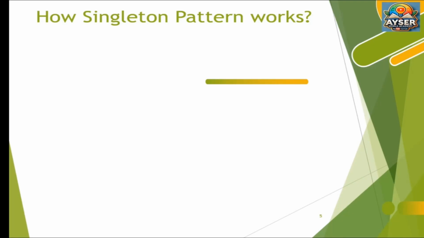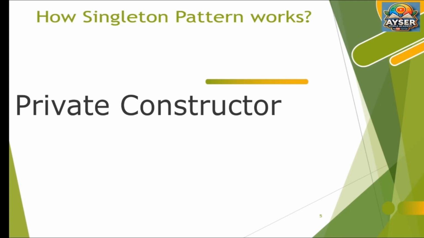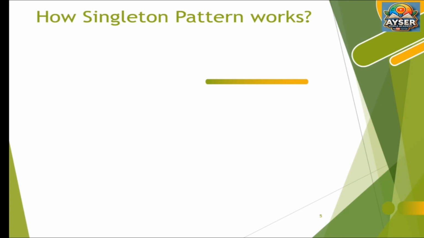I think you are guessing right. We can use a private constructor. Private means it is not exposed to the outside world. You cannot create an object outside the class. The private constructor means you can create an object only within the class itself. Now we got the idea. We are restricting the creation of the object outside the world through the private constructor.